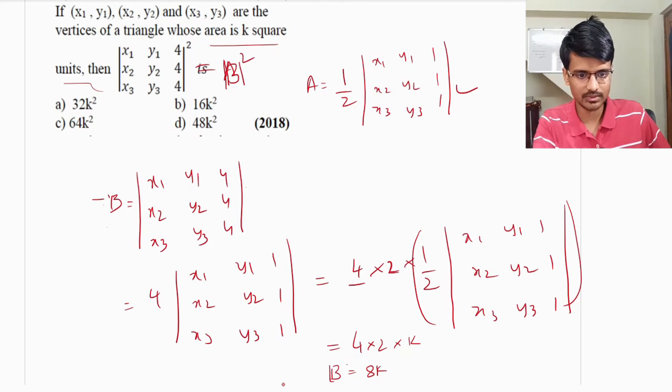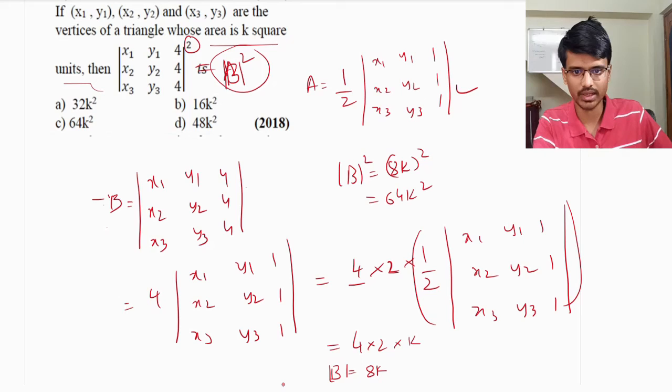But our thing is this, right? They are asking for the square. So mod b square is 8k whole square, which is nothing but 64k square. So the correct answer is option C.